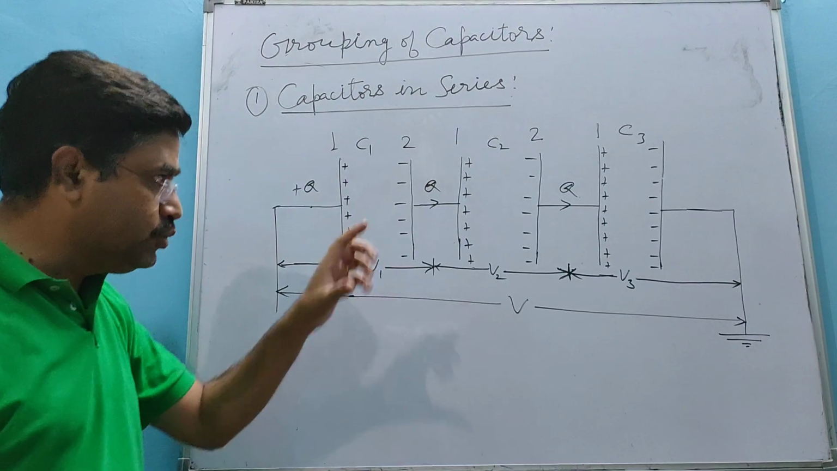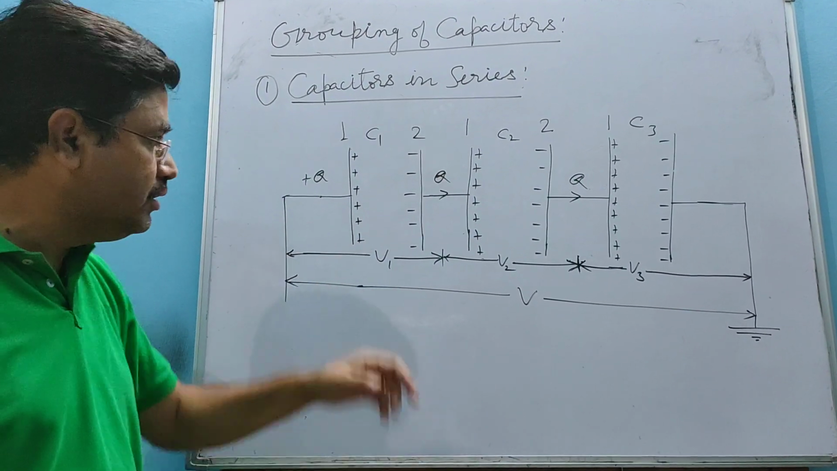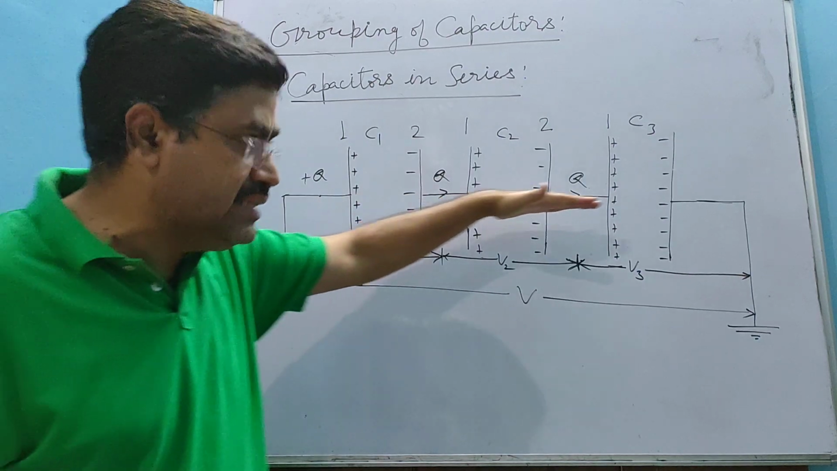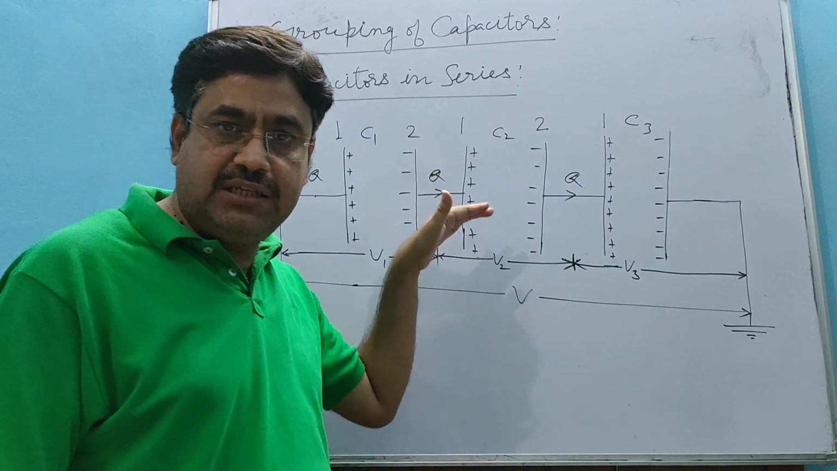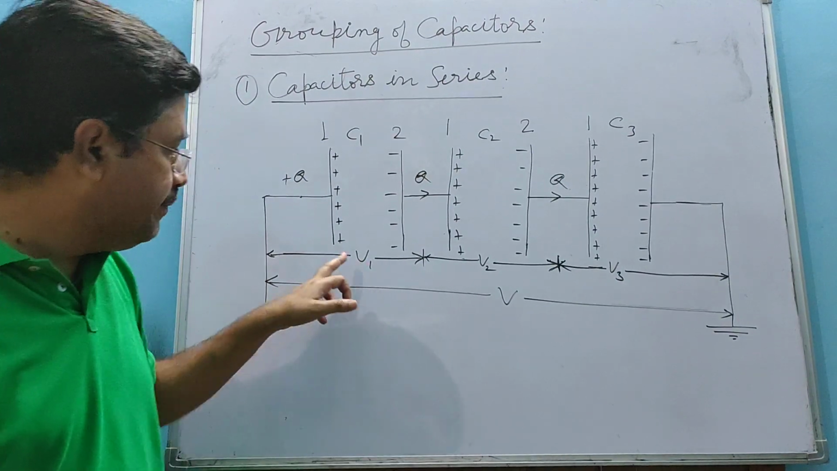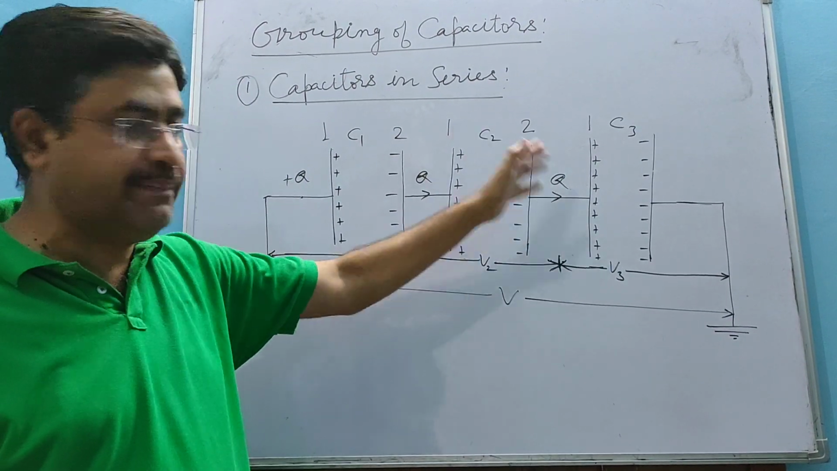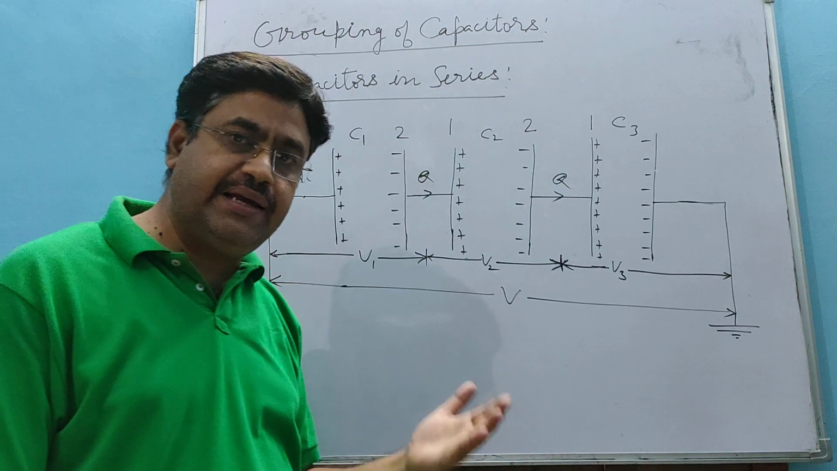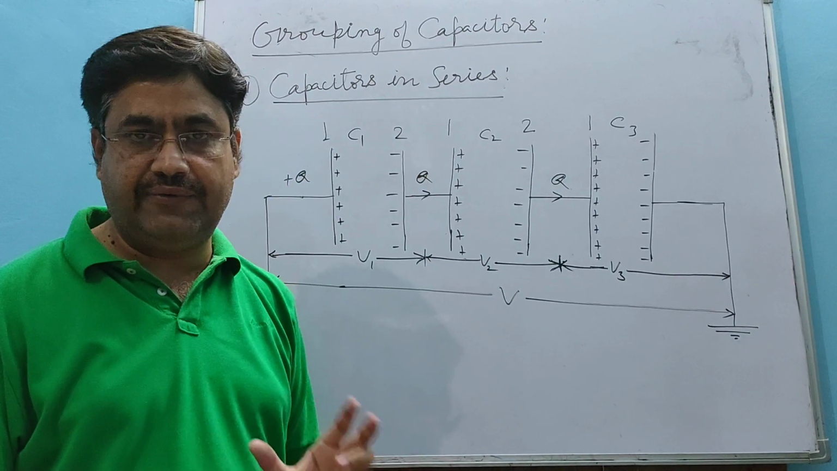But these two things which I have already said to you: if the charge remains the same throughout the capacitors, they are said to be connected in series. If the potential is different across different capacitors, they are said to be connected in series. Both are the authentic definitions.